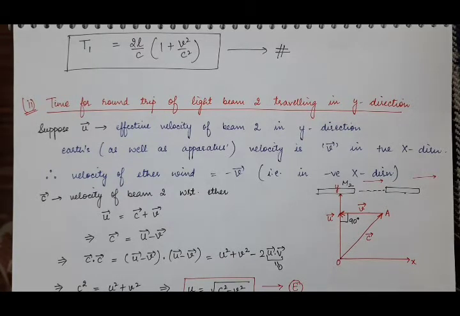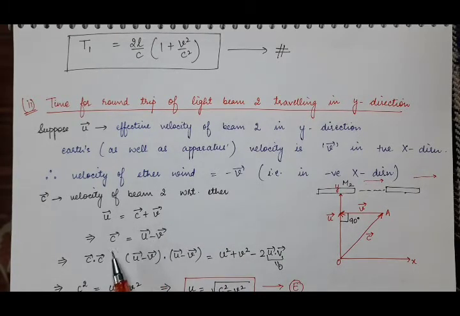And we all know that Earth is moving along the positive x-axis with velocity v, so it will face ether wind of velocity v in the opposite direction. And c is the velocity of the light beam with respect to ether. So from this, applying the triangle law of vector addition, this u vector will be equal to c vector plus v vector. And what will be the value of c? It will be u minus v.